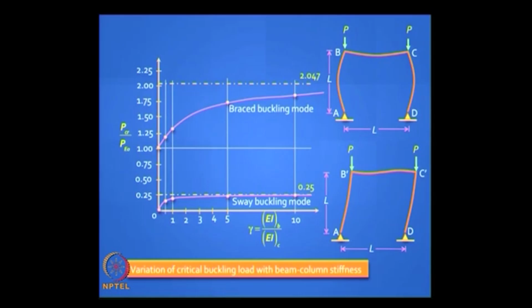The upper bound is 2.047 pi squared EI by L squared when the frame is braced, and it is only 0.25 when unbraced. Why is it only 0.25? We have seen how that upper bound works out. So that is dramatic. Deciding whether a building is braced or unbraced has massive significance in terms of determining the critical buckling load.